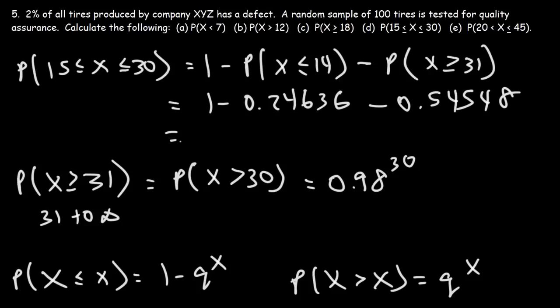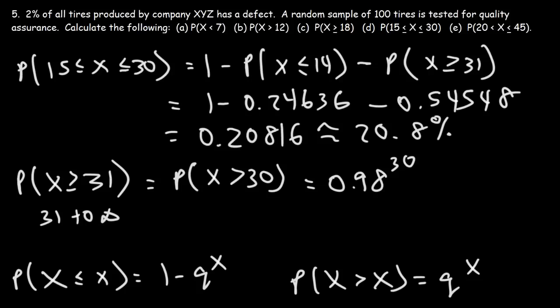So now the final answer for this problem is 0.20816. So we could say that there's a 20.8% chance of finding a defective tire between sample 15 and sample 30.